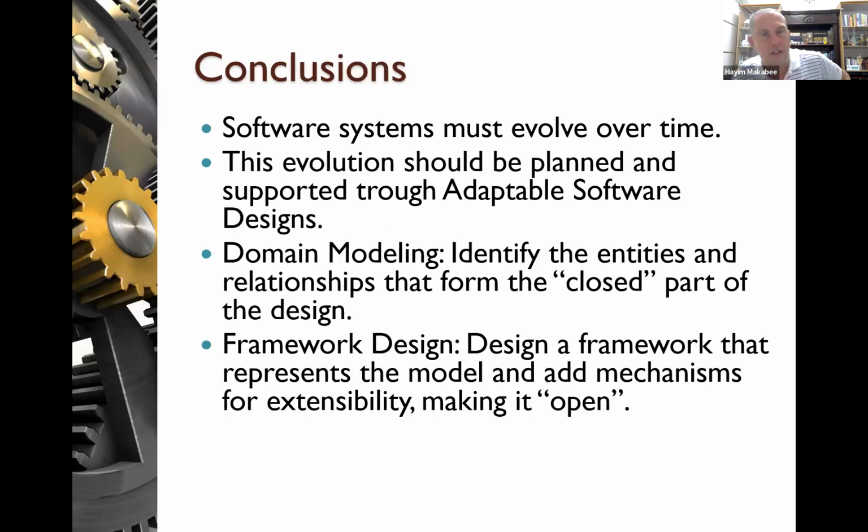So the conclusions are, software systems must evolve over time. And this evolution should be planned and supported through adaptable software design. And this includes domain modeling, identify the entities and relationships that form the closed part of the design, and framework design, create a framework that represents the model and add mechanisms for extensibility. Make it open.